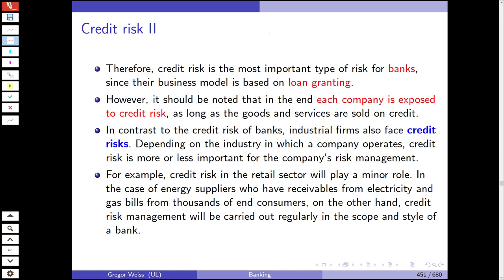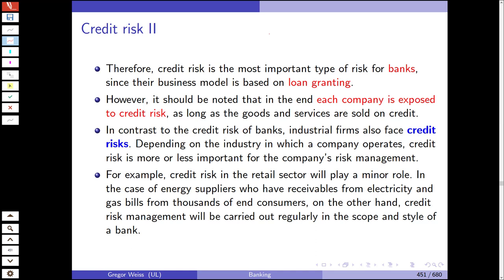Now, credit risk is, of course, probably the most important type of risk for banks, since banking is based on loan granting. However, each company is exposed to credit risk as long as goods and services are sold on credit. So if you're not a shoe retail store that immediately receives the cash for the pair of shoes, but if you have receivables, you're also exposed to credit risk.